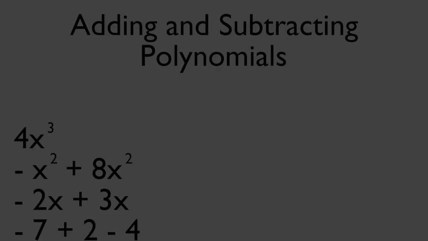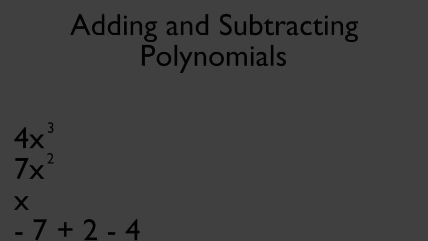And now with them isolated, we can go ahead and just add the coefficients together for each one of our terms. So the 4x cubed, since it's the only term that's raised to the third power, we leave that alone. The negative x squared plus 8x squared turns into 7x squared, because negative 1 plus 8 is 7. And negative 2x plus 3x is just positive x. And negative 7 plus 2 minus 4 is negative 9.